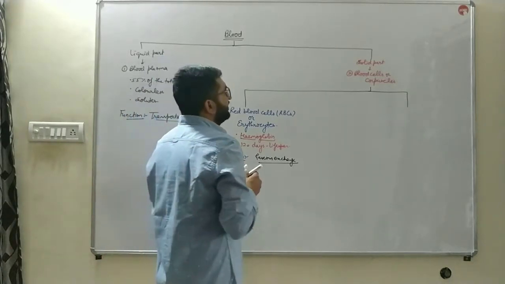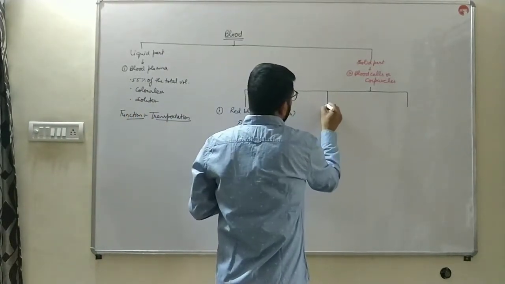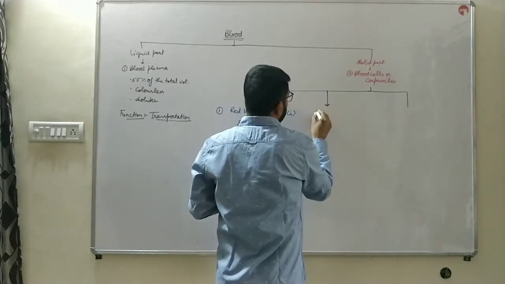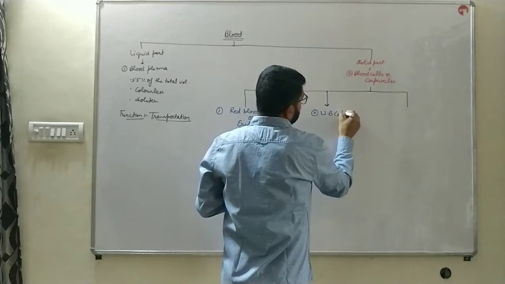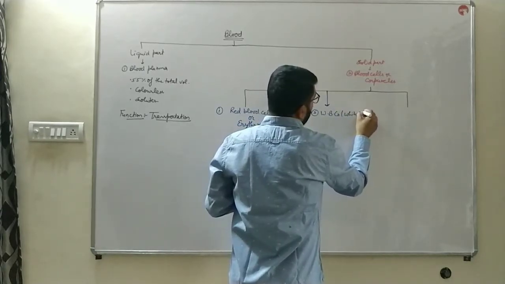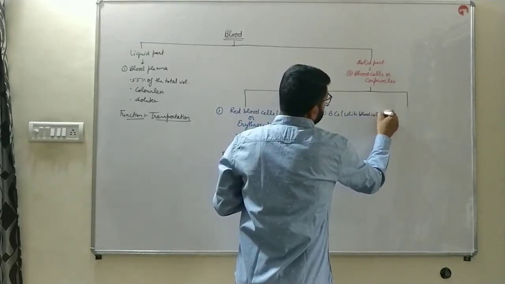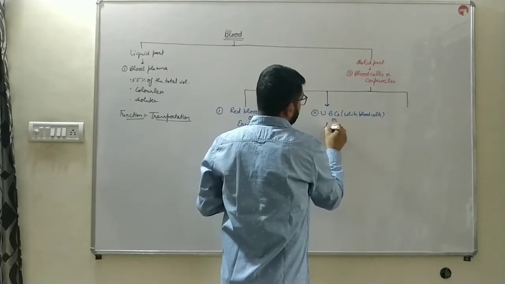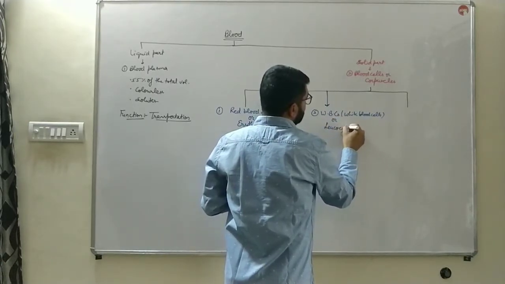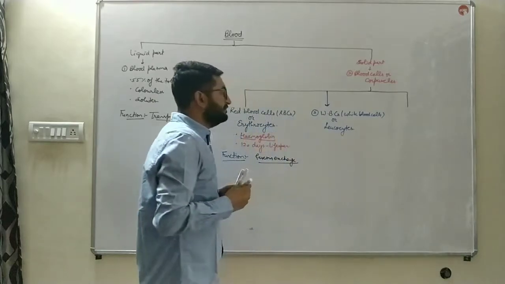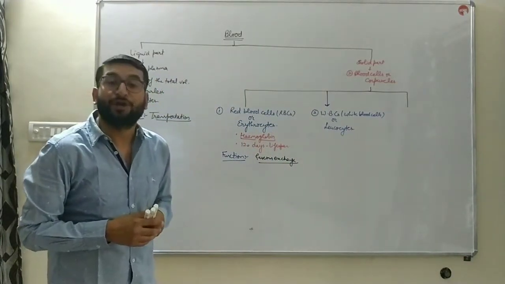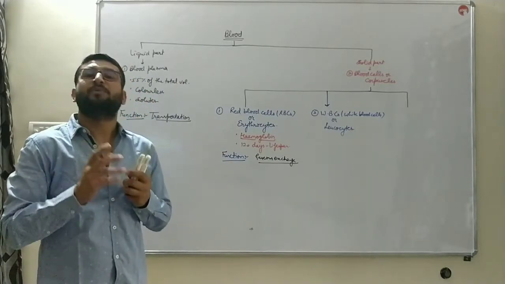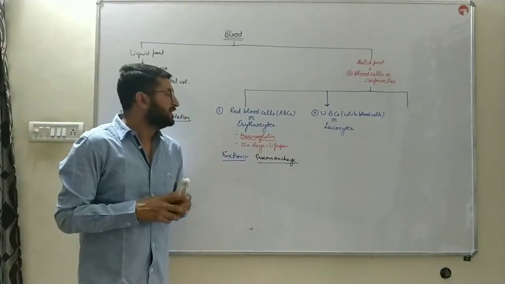The second type of blood cell is WBC, that is white blood cells or leukocytes. White blood cells are white in color as they are devoid of hemoglobin. They do not have hemoglobin.